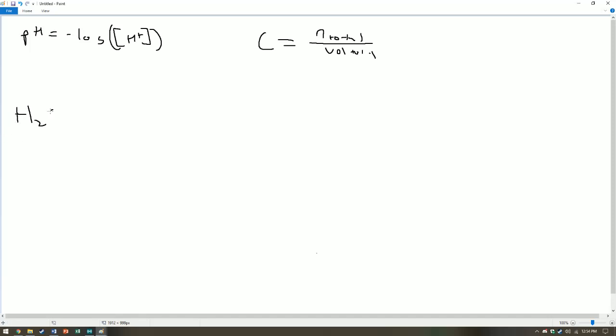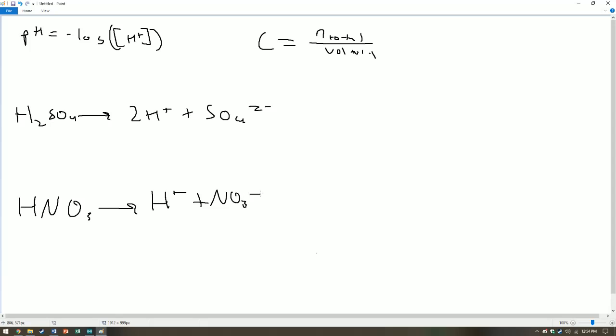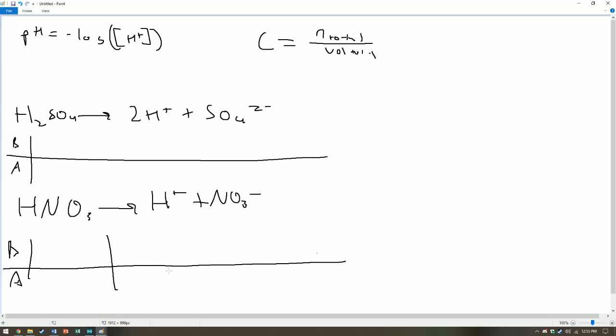What I like to do is split this up. H2SO4 gives 2H plus plus SO4 2 minus, and HNO3 gives H plus plus NO3 minus. I'd like to consider these individually. That's the way I like to do things. First, consider them individually, so I want to first calculate the total number of moles.